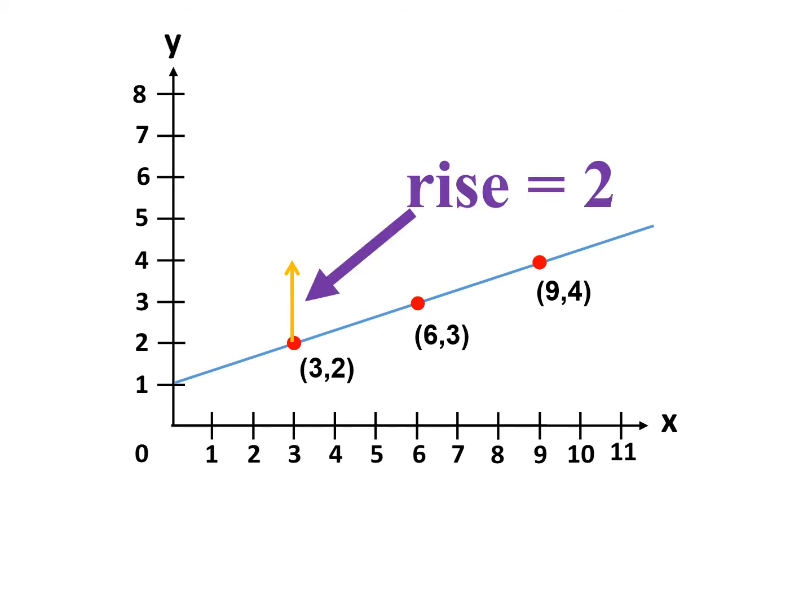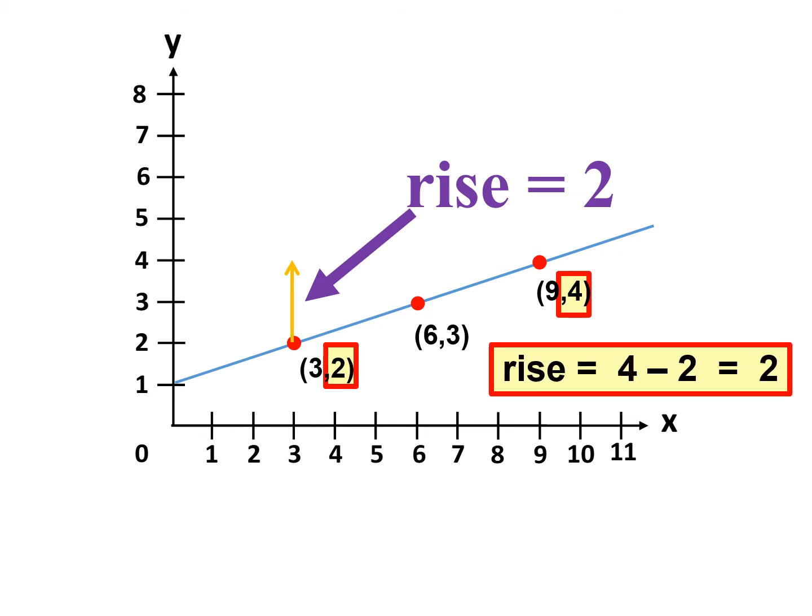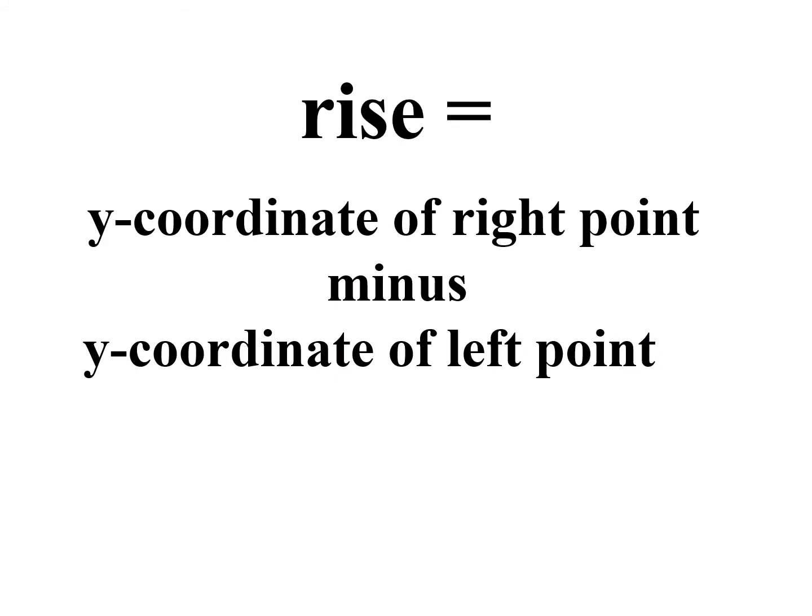The rise, that is the vertical distance traveled by the ant, is 2. The ant goes up 2 units from 2 to 4. And we can also see this by looking at the y-coordinates of the 2 points. The y-coordinate of the point on the left is 2, and the y-coordinate of the point on the right is 4. If we subtract 2 from 4, we get 2, which is equal to our rise. As we said before, the rise is equal to the y-coordinate of the right point minus the y-coordinate of the left point, or 4 minus 2 in this example.